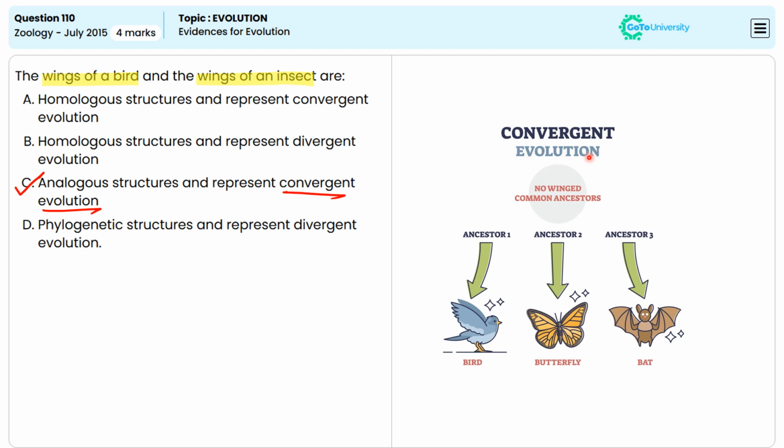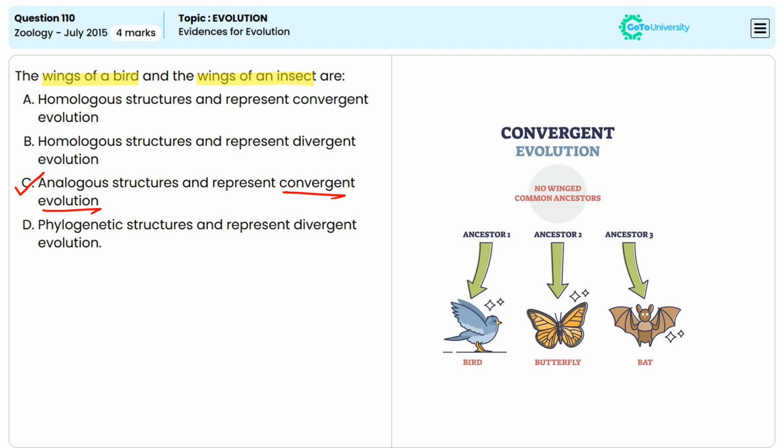Convergent evolution refers to the process where organisms from different evolutionary backgrounds develop similar traits due to adapting to similar environments or functions. Now, in this case, the wings of birds and insects evolved independently but serve the same function, that is flight. So the answer is option C.